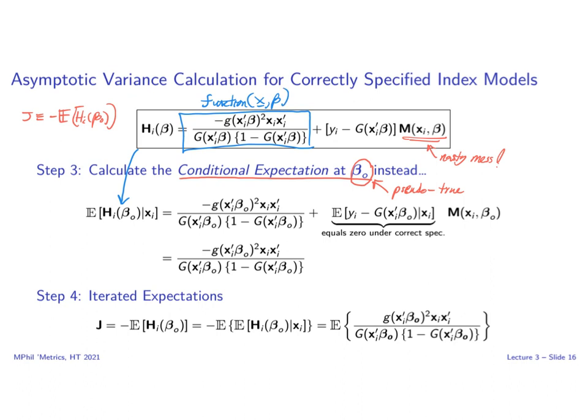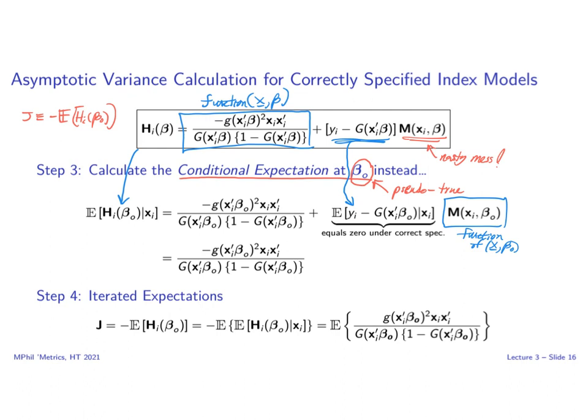That was easy. Now let's look at the next term. The next term is something simple, y_i minus big G of x prime beta, multiplied by something nasty. But when we calculate the conditional expectation of the product of those two terms, given x, notice that the second, capital M, is also a function of x and beta naught only. That means that it is a constant with respect to that conditional expectation and can be pulled out. All right, well, does that really help us? Don't we still need to calculate M?